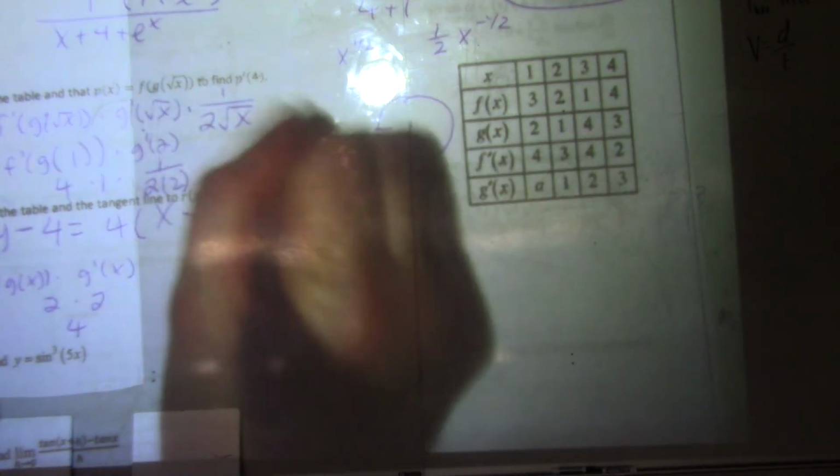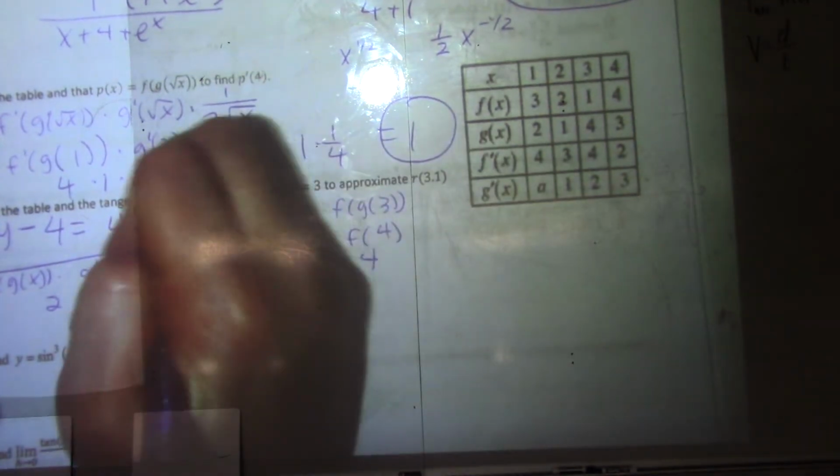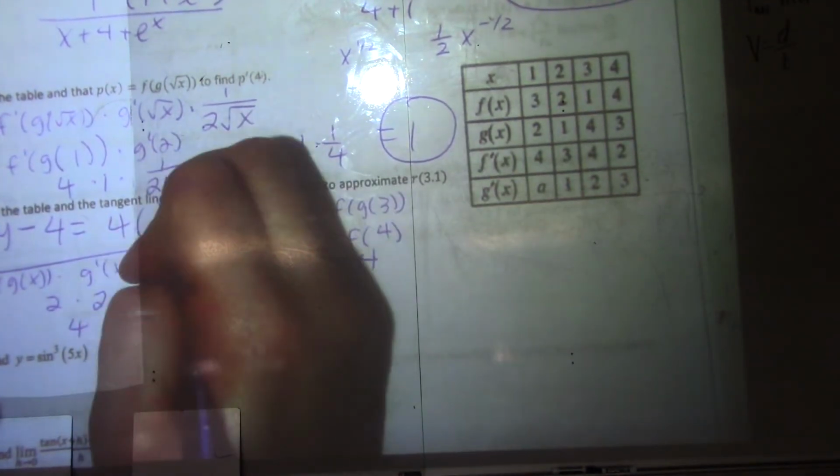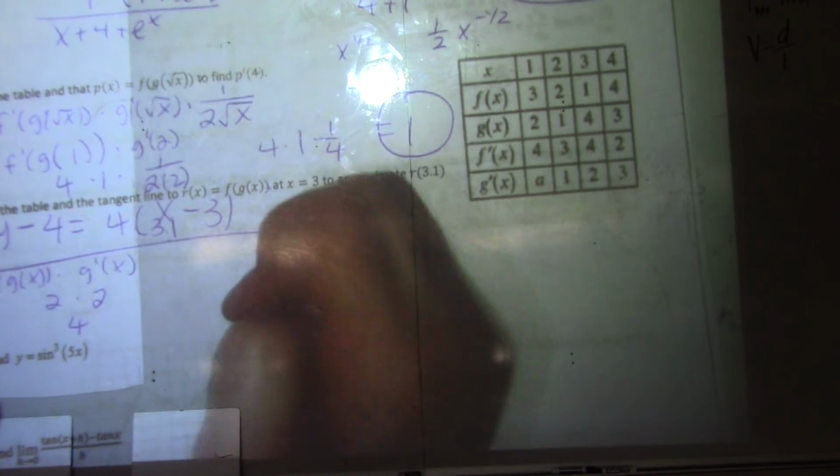So this is the tangent line at 3, and now we just plug in 3.1. So this is just 4 times 0.1, which is 0.4. Add the 4 over, and it is 4.4.